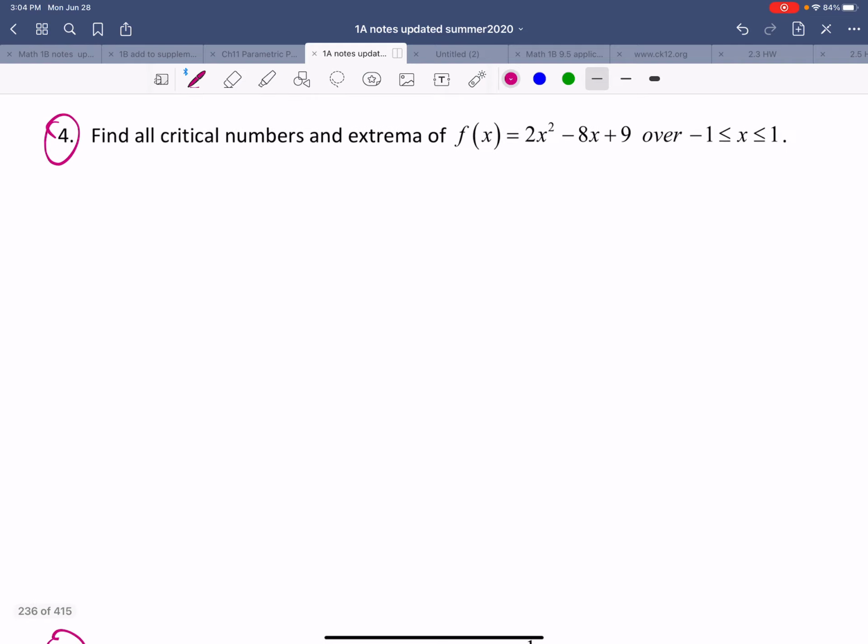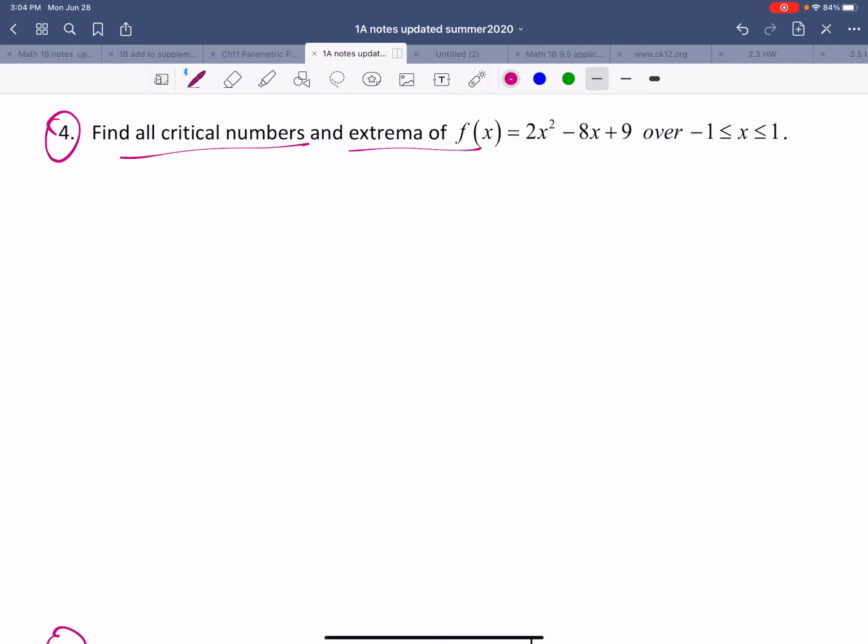Let's see another example. Find all the critical points and the extrema. So we're looking for the critical points as well as the extrema. Now, extrema can occur at the endpoints. The local max and min cannot occur at the endpoints, but absolute max and min can occur at the endpoints of a closed interval, because your endpoints can be your max or min.